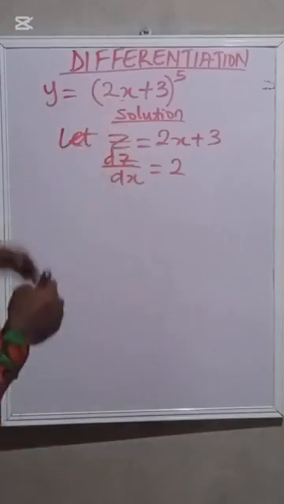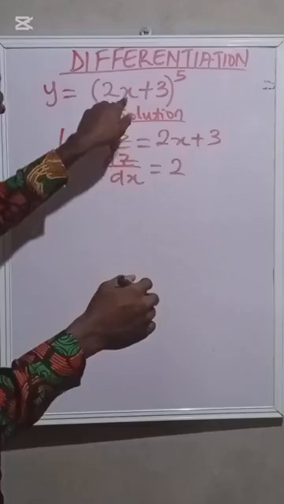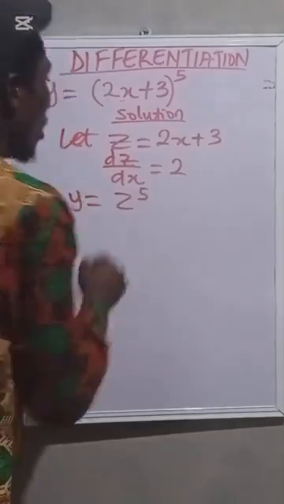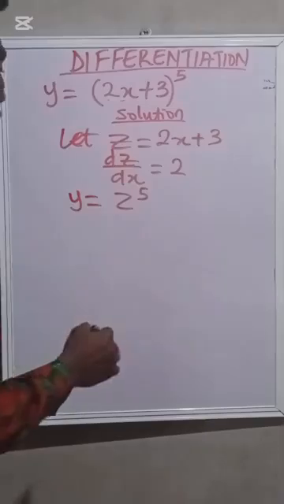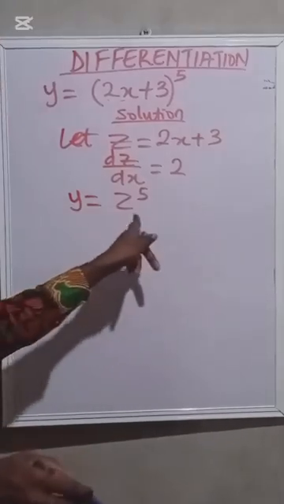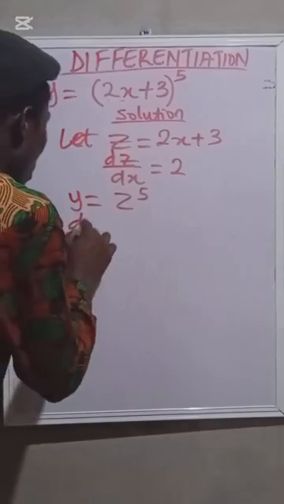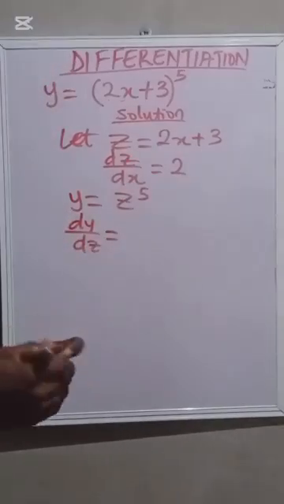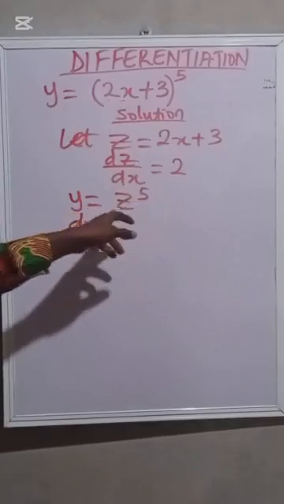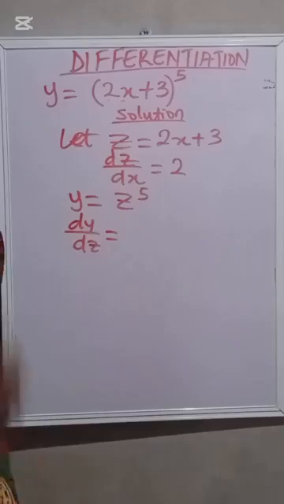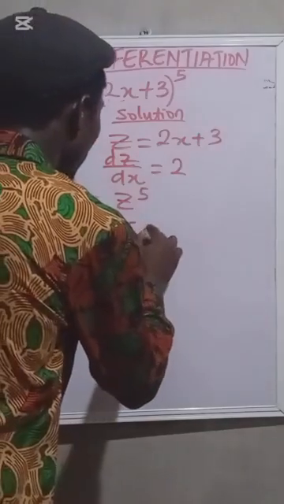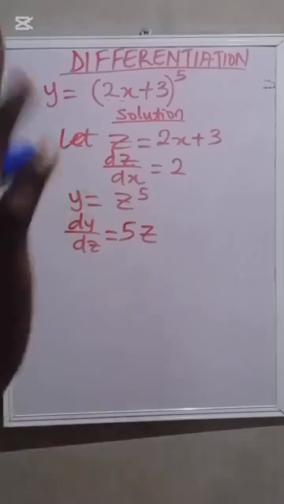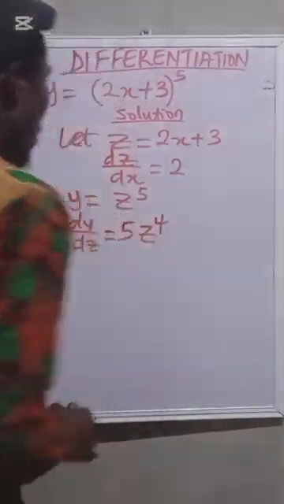So you now come back to this. We've already said that z is equal to what you have inside this bracket. Therefore, your y is going to be z raised to the power 5. Then you differentiate this y with respect to z. That is going to be dy/dz, which is equal to, you bring down what you have as the power and multiply with what you have here, 5 times 1, that is 5. Then this will be z. The next thing is to subtract 1 from the power, which is 5 minus 1, that is 4. So z to the power 4.